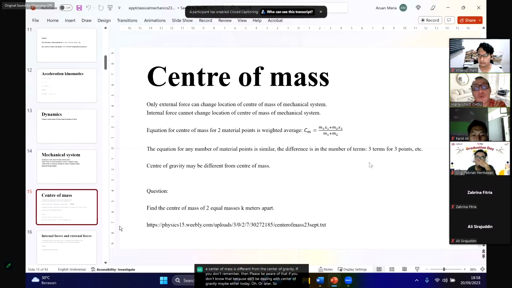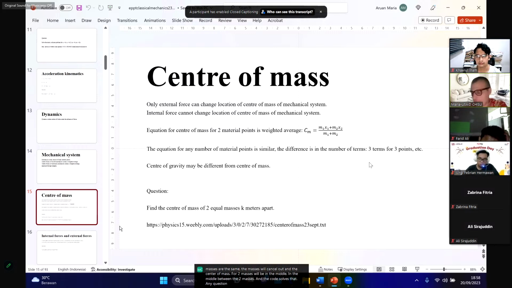So I'm asking you to find the center of mass of 2 equal masses k meters apart, which is approximately like 7,000 meters apart. And I hope you understand that if the masses are the same, the masses will cancel out, and the center of mass for 2 masses will be in the middle between the 2 masses. And the code solves that.